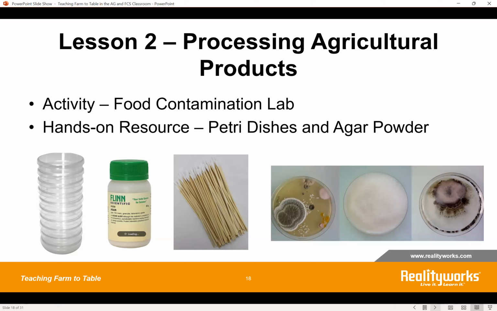So they're going to have a lot of fun mixing up the powder in the Petri dishes and then putting them in a few different environments, and then over time, see what grows in those dishes.